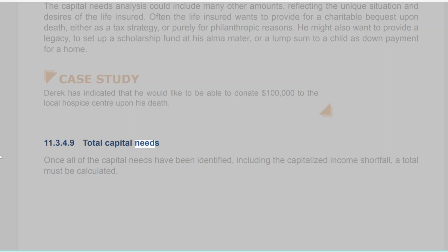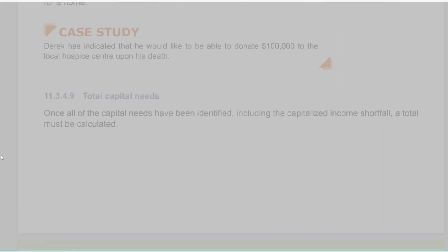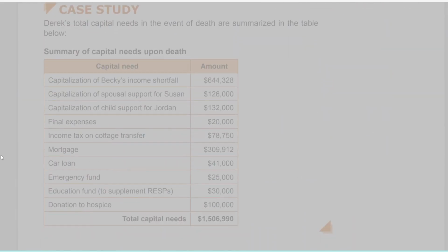1.3.4.9 Total capital needs. Once all of the capital needs have been identified, including the capitalized income shortfall, a total must be calculated. Summary of capital needs upon death. Capital need, amount, capitalization.